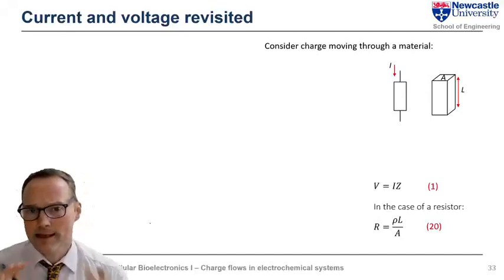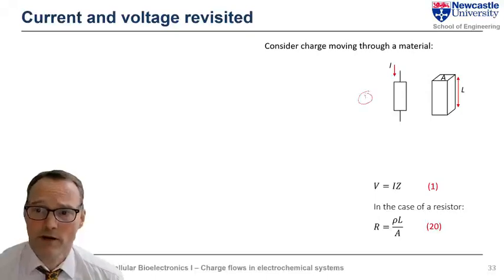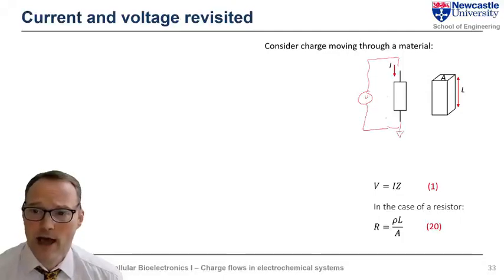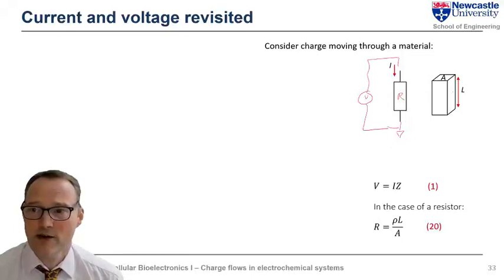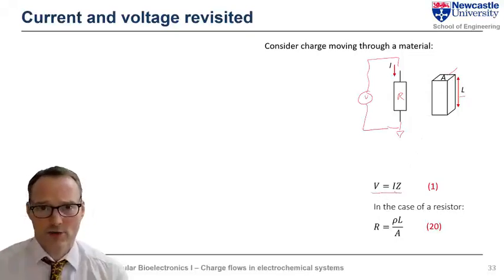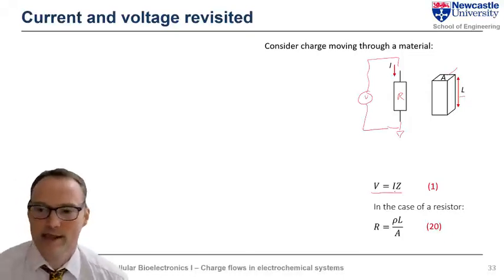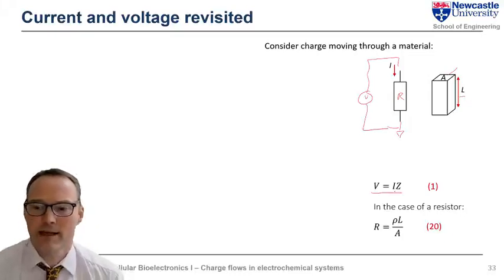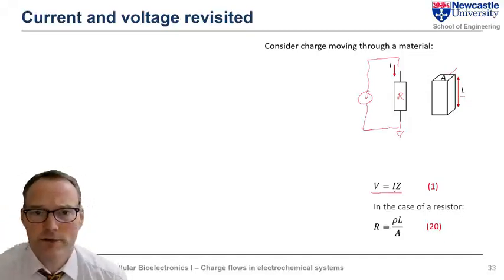Now, let's think about this in a little bit more detail. Normally, as we've described before, we think of putting a voltage across a particular source, and as a result, a charge moves through this material. This is our resistor, and our resistor has a length and an area. The voltage across that resistor is equal to the current times the impedance, if we think of AC, or resistance if we think of DC, or the current is the voltage divided by the resistance, if you want to shift the equation around.